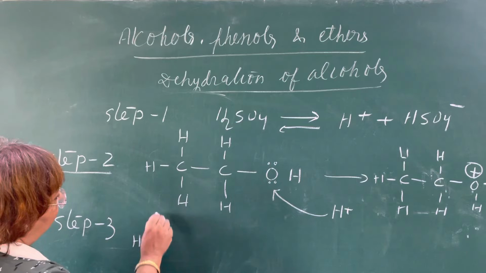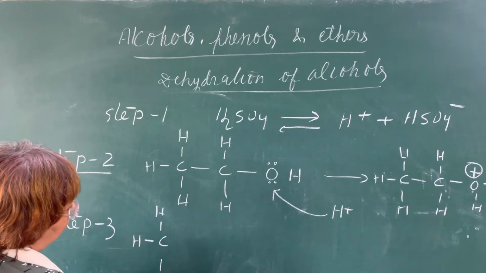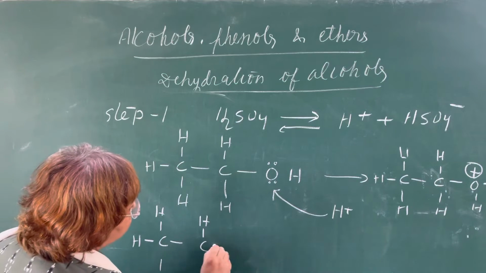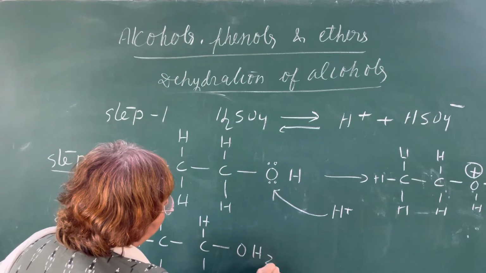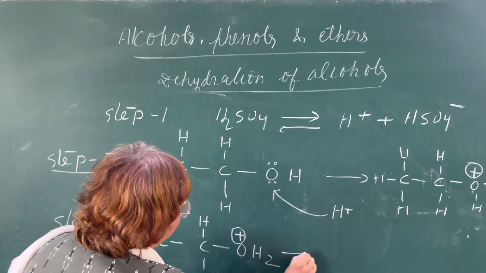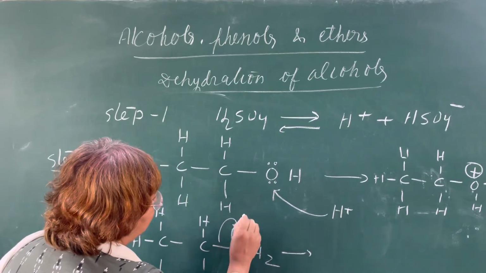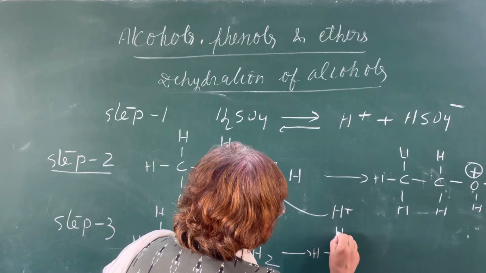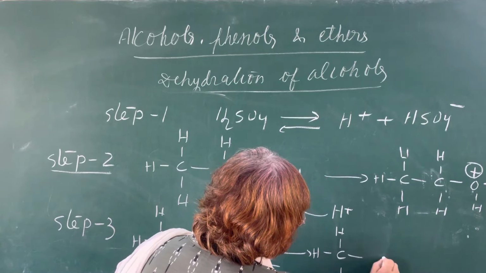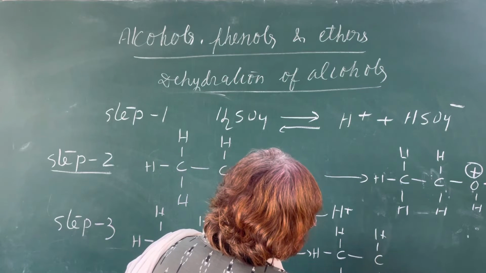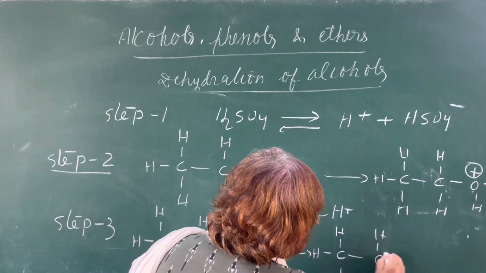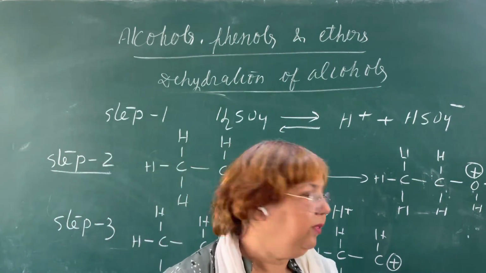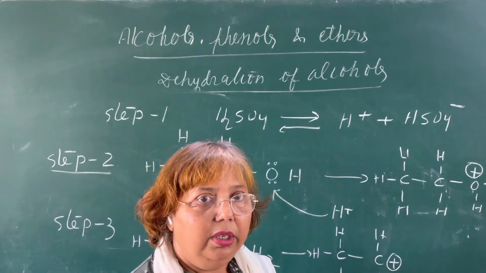In this way, CH3CH2OH2 with a positive charge. This bond goes over here and we get a carbocation. This is an ethyl carbocation, CH3CH2 plus. Carbocation is a highly active, short-lived intermediate formed.